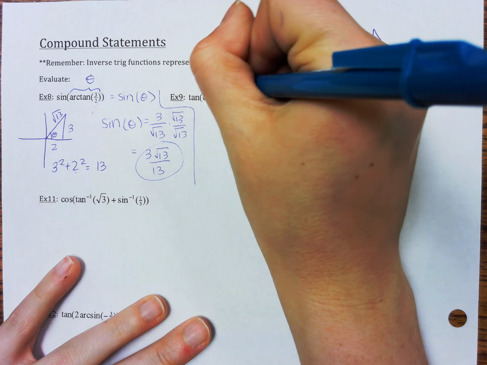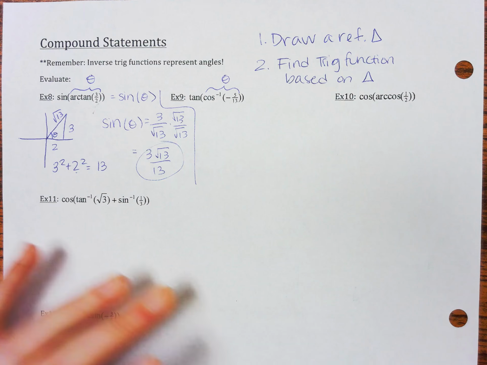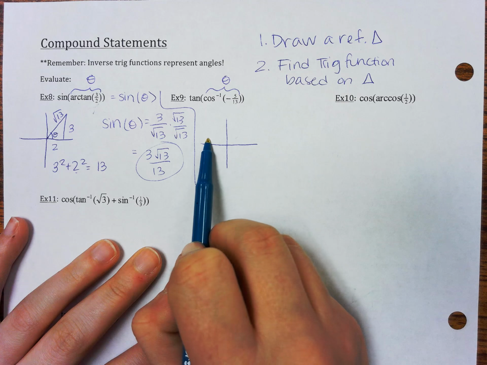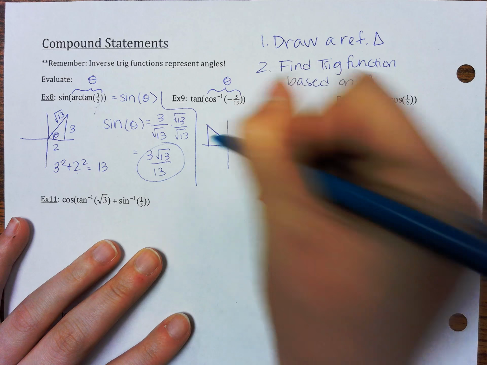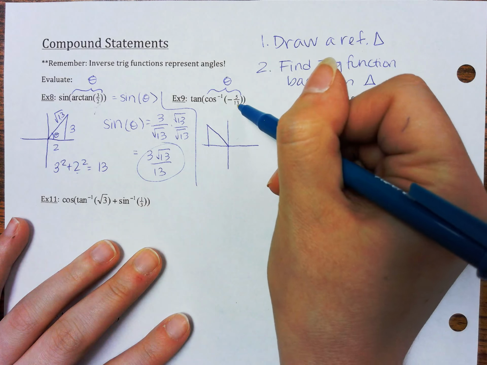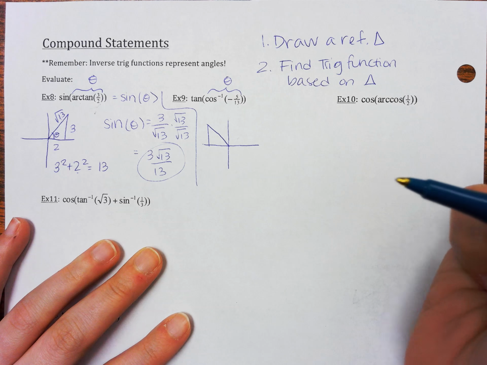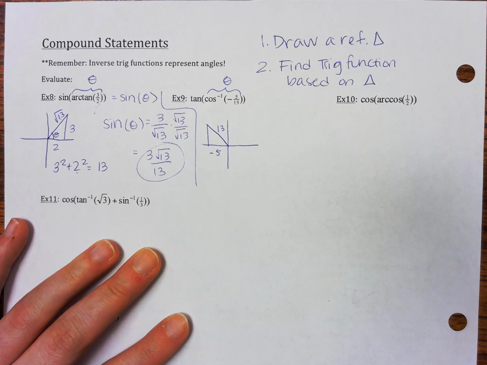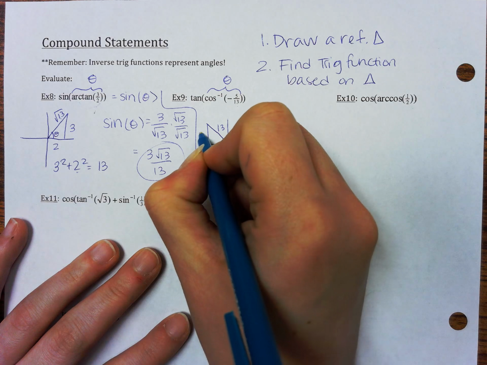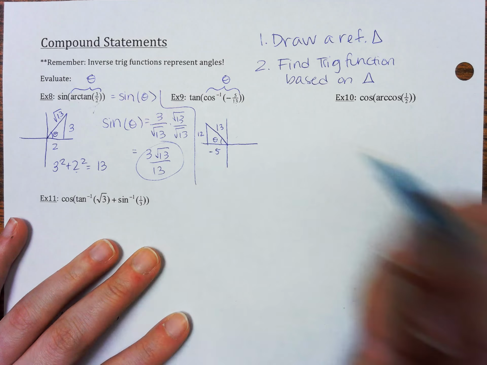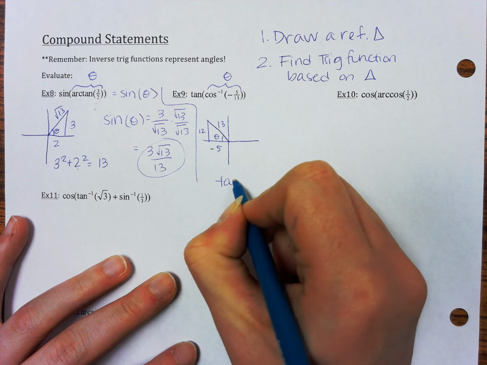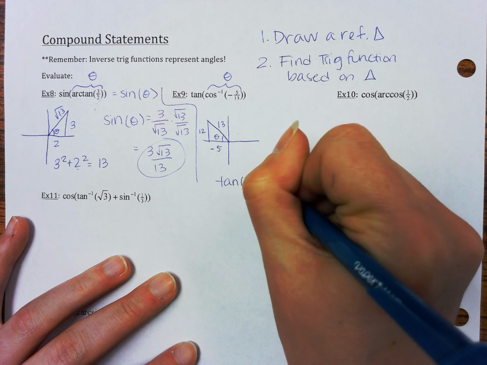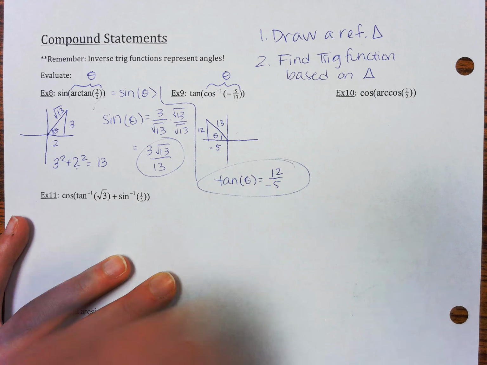Okay, same idea. Cosine inverse, again, is an angle. So the first thing we do is draw a reference triangle. Cosine is restricted to quadrants 1 and 2. This is negative, so we're going to be in quadrant 2. We use this ratio to label our triangle: negative 5 over 13. We can complete this using our special triangles, so this side is going to be 12, and this is theta. The tangent of theta is opposite over adjacent, so 12 over negative 5. And that's our answer.